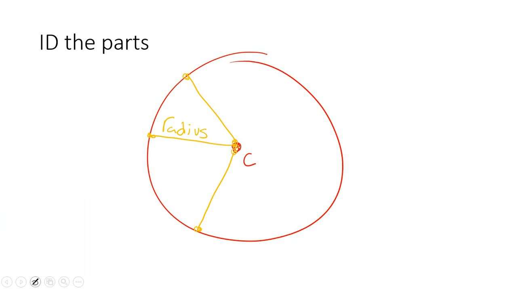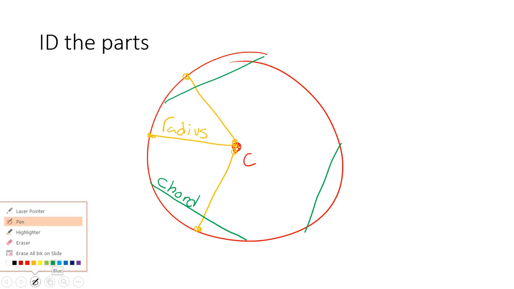The next thing we have is a chord. Now, a chord I'm going to do here in green. So all of these would be considered chords. And as you see, they have one point on the circle and their second point also on the circle. They could be larger, they could go through a longer point.